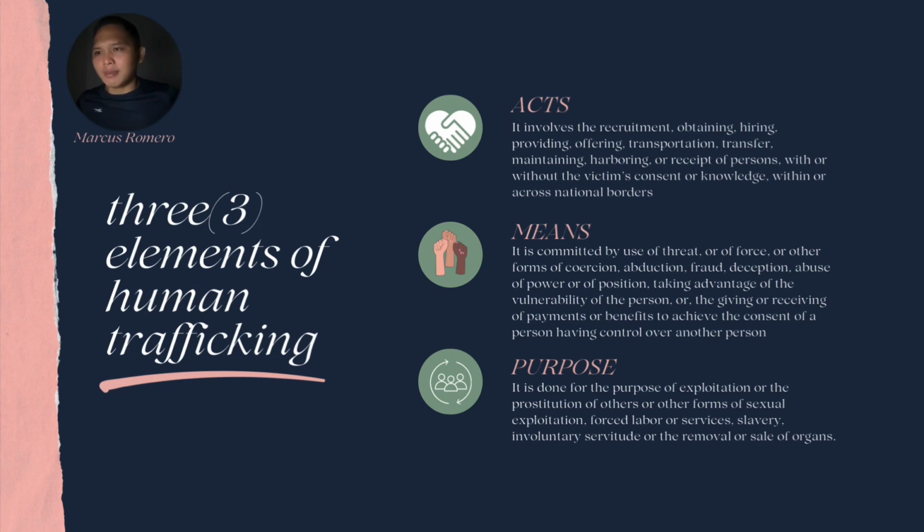The acts must be achieved by one of the means, and both must be linked to achieving the purpose. If any one of the three elements is absent, then the situation may not involve trafficking in persons, except if it involves trafficking of a child. The recruitment, transportation, transfer, and abduction of a child for the purpose of exploitation, or adoption, is considered trafficking even if none of the means mentioned are involved.